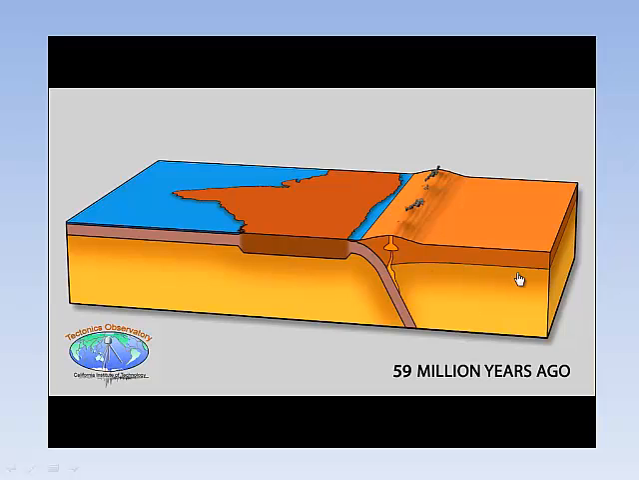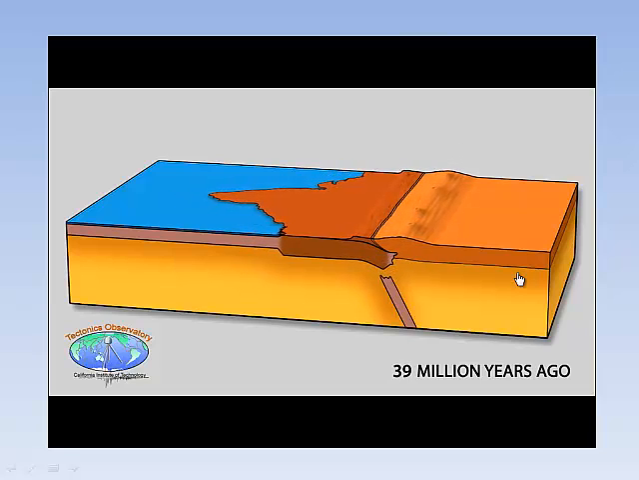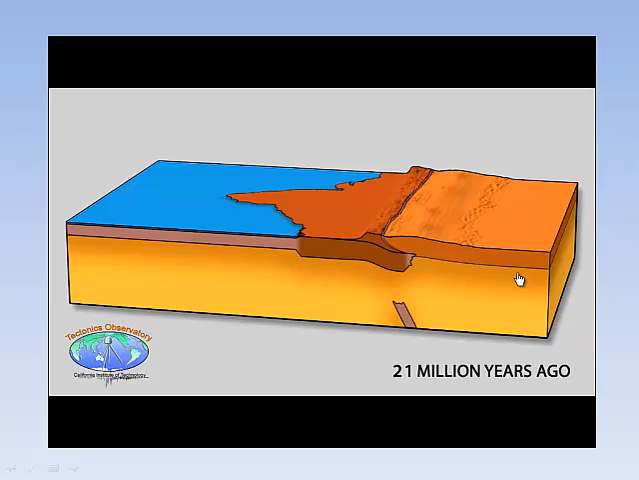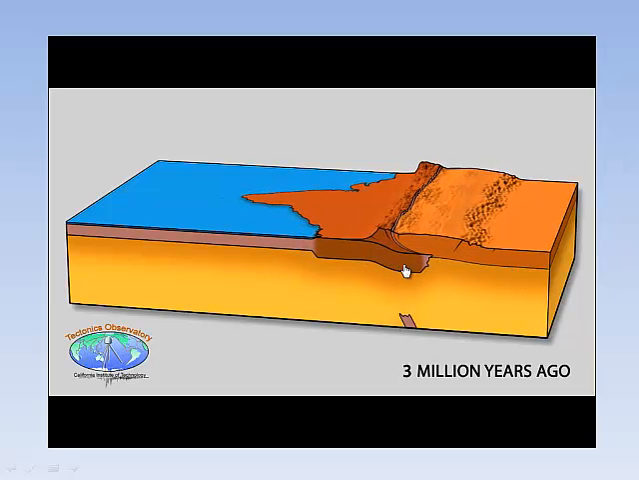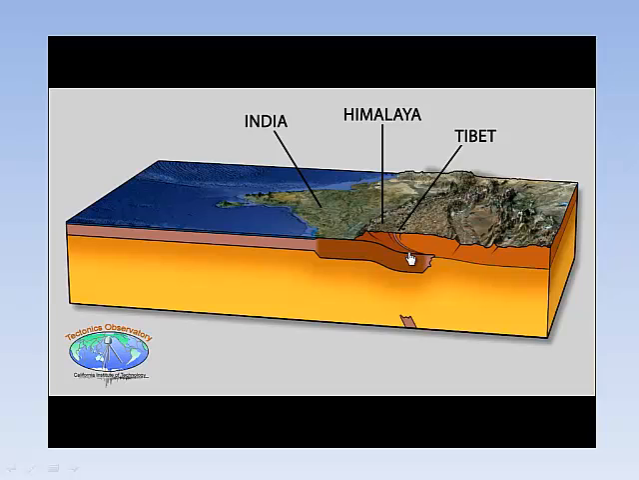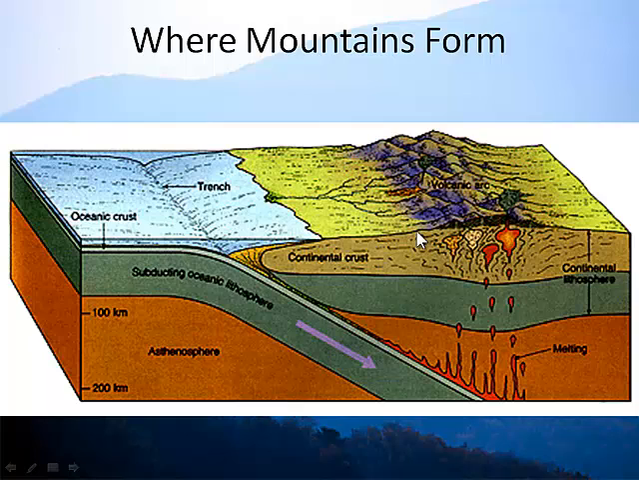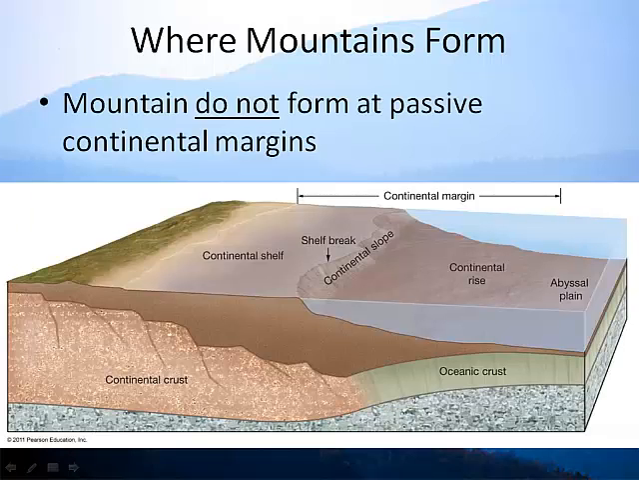But watch what happens when India finally does collide with Asia. That oceanic plate breaks off and sinks deep into the earth. This continental plate does not sink below this continental plate, but they collide and they cause mountains to form. We also get volcanic mountains whenever we have subduction of an oceanic plate below a continental plate. We don't get mountains forming at passive continental margins, just at active continental margins.